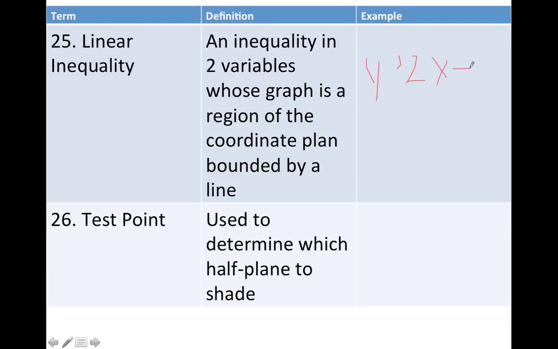Again, that is a line. This example is a line, but instead of having a solid line, we could have a dashed line, and the greater than or less than symbol means we have to shade. Now to figure out how to shade, we can do this by using a test point. If I have a line here, and I pick any point not on that line, I can use that to help determine whether to shade that region or not, and we'll go over that more in detail later.